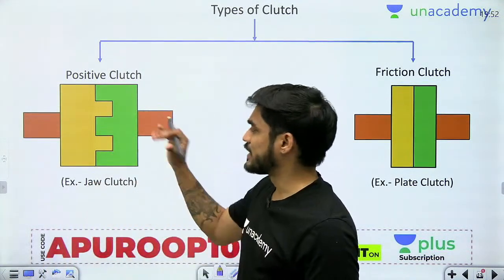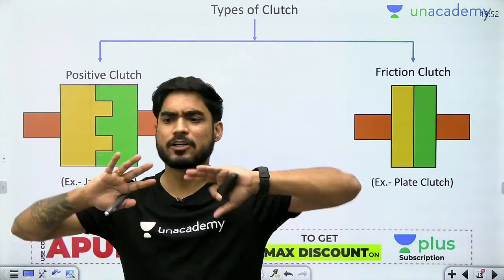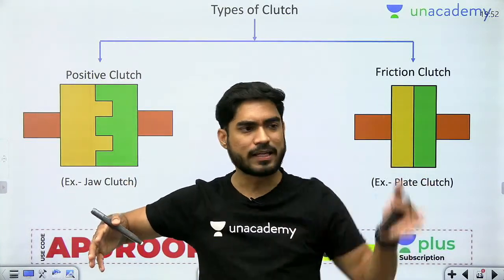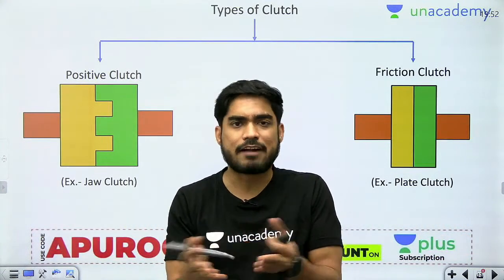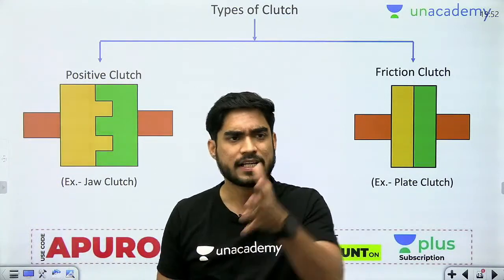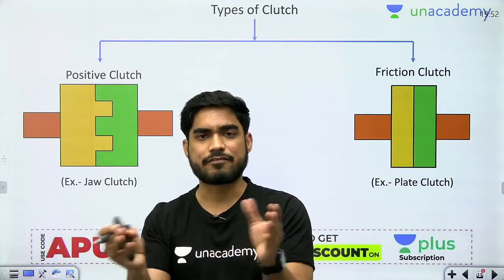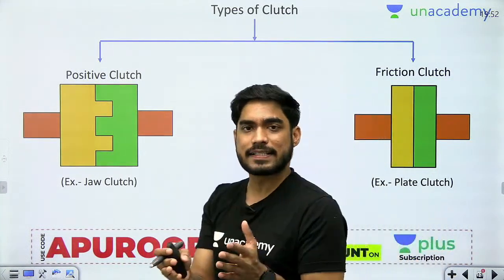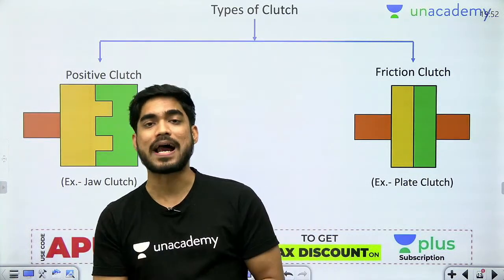So beta, in case of positive clutch, there will be two parts of clutch obviously. One part will be connected to the driving shaft, one part will be connected to the driven shaft. When these two parts are connected together, the driving and driven shaft will be connected together. ठीक है, तो क्लच के दो पार्ट होंगे ऑब्वियसली, एक पार्ट ड्राइविंग शाफ्ट पे लगा होगा, एक पार्ट ड्रिवन शाफ्ट पे लगा होगा. जब ये दोनों पार्ट आपस में जुड़ेंगे तो ड्राइविंग एंड ड्रिवन शाफ्ट कनेक्ट हो जाएंगे. Now in case of positive clutch, these two parts are engaged positively. There is a positive engagement between the two parts of clutch.